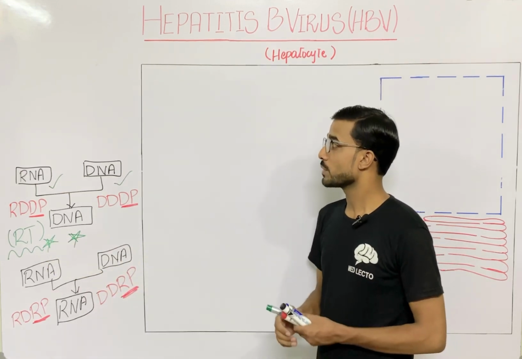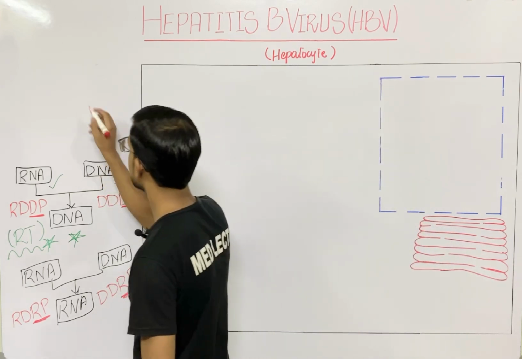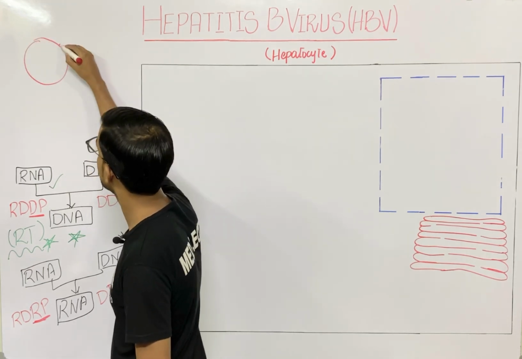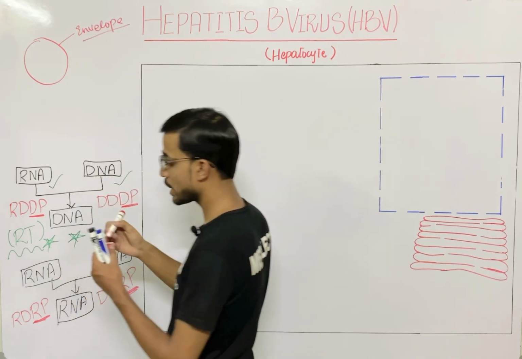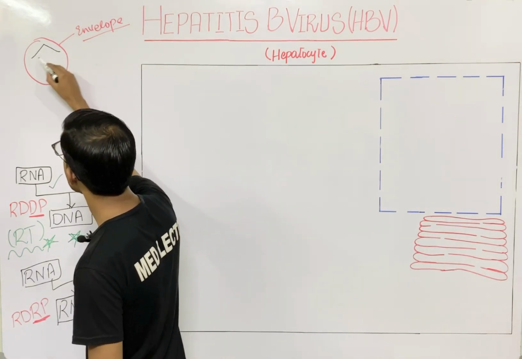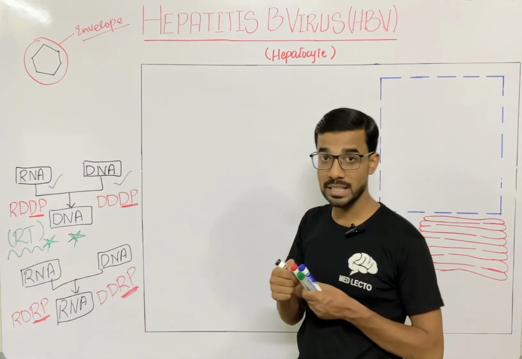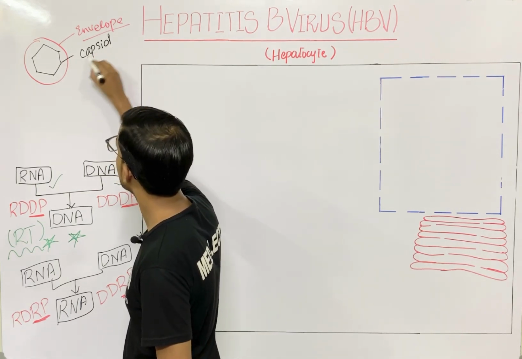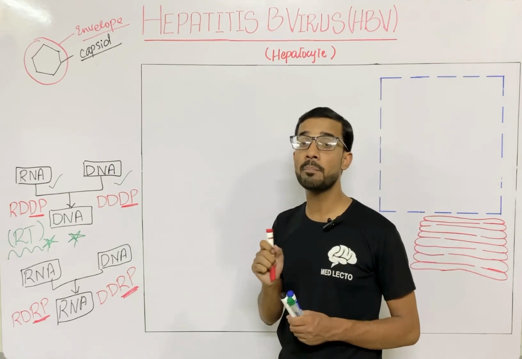Okay, so first of all, if we look at the structure of the hepatitis B virus, the outermost is the envelope of the hepatitis B virus. Next, you will see the capsid of the hepatitis B virus, which is icosahedral in shape, meaning 20-sided shape. The capsid is actually made up of protein, and inside the capsid you will see the presence of the genome, and that will be partial DNA.